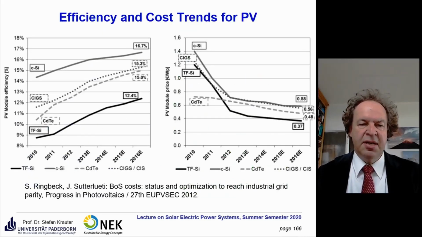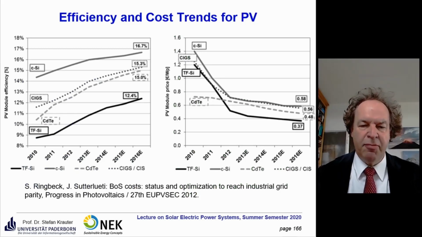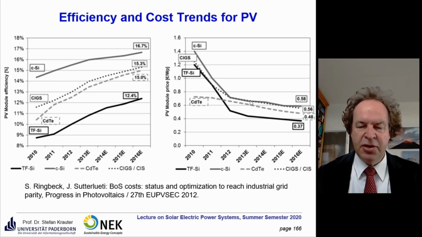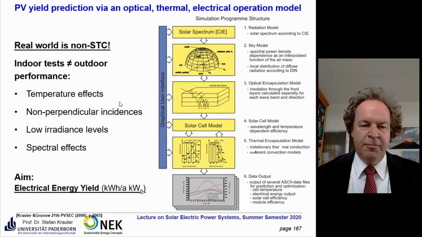So these are some efficiency and cost trends for PV. This is not completely new, but you see here that the efficiency goes up. As I told you, nowadays we have for crystalline in the vicinity of 20%, and the costs are going down. So both are very good developments. What has to be considered, I mentioned already.